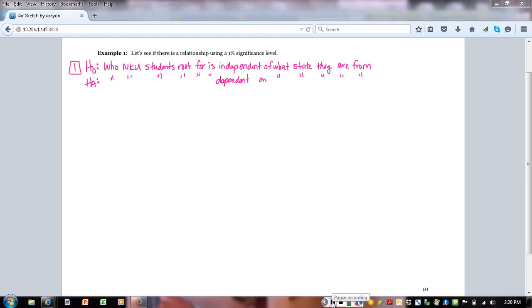Step 2 is our decision rule. So we're going to reject the null and believe the alternative.